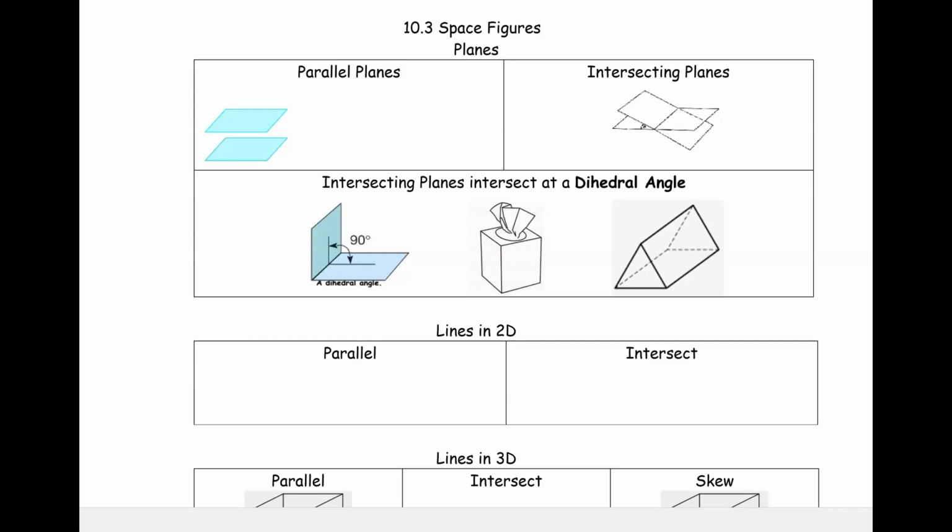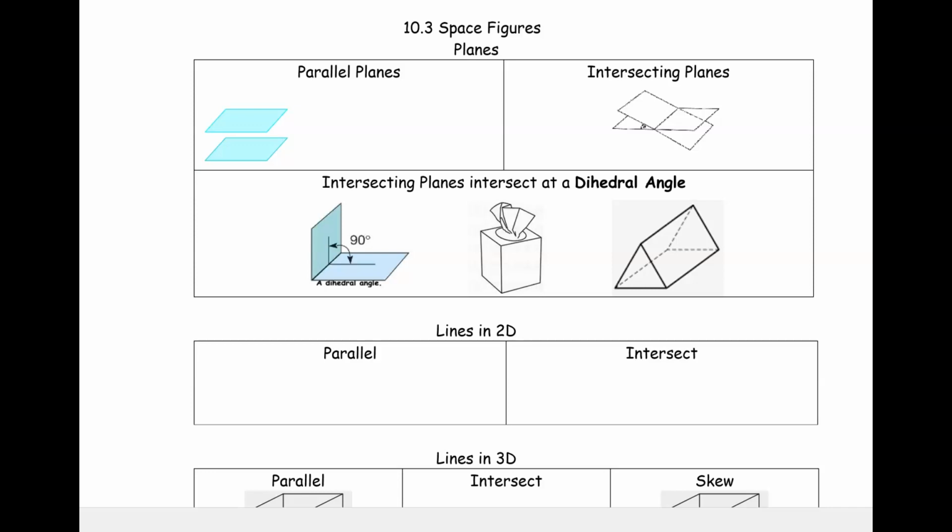So in the past section, we talked about shapes that were flat, so 2D, like drawn on a piece of paper, like a polygon. And now we're going to talk about 3D figures like cubes and cylinders and those types of shapes. So we're going to start by talking about planes.